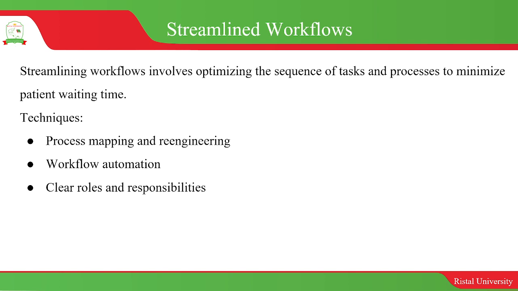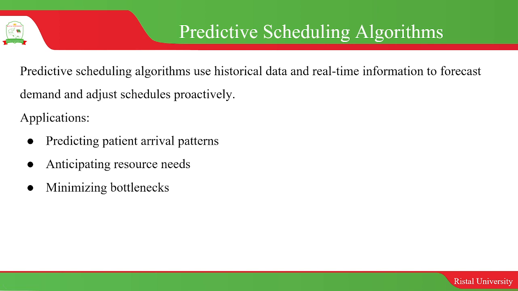Streamlining workflows involves optimizing the sequence of tasks and processes to minimize patient waiting time. The techniques are process mapping and re-engineering, workflow automation, and clear roles and responsibilities for each and every staff. Predictive scheduling algorithms use historical data and real-time information to forecast demand and adjust schedules proactively. We already mentioned in the first lecture that our historical data is what we already collect from patients, for example, in our registers for last year, for this year, or maybe for last month. Those are already historical data. And then we use these, okay, to be able to forecast what we might be expecting in the coming months, basing on data information from previous trends. From previous records to give us the upcoming trends.